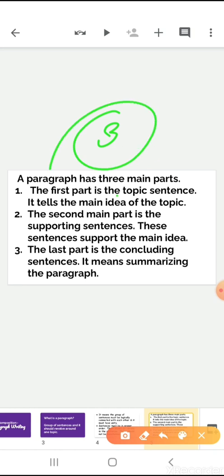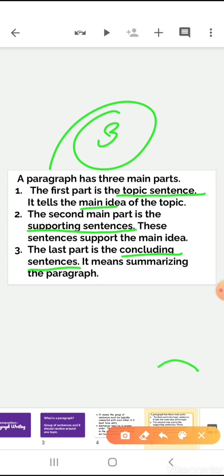First of all, we have topic sentences, which tell us the main idea of the topic. Second, we have supporting sentences that support the main idea of the topic. And lastly, we have concluding sentences, the few sentences which help in completing our paragraph. Means now we are summarizing, now we are ending up with our topic. Okay, understood how we will write the paragraph?